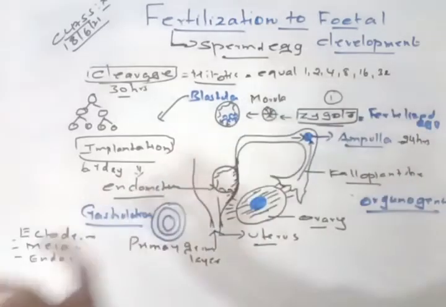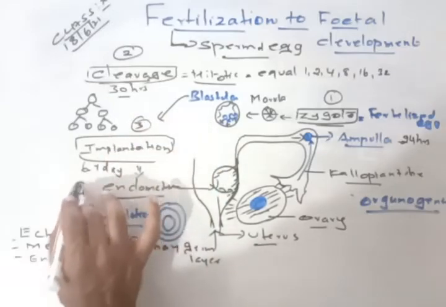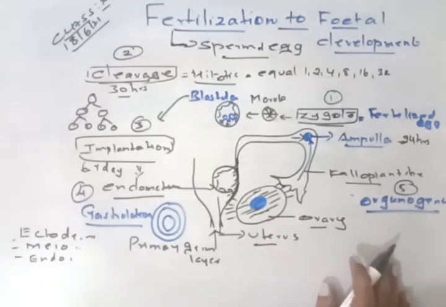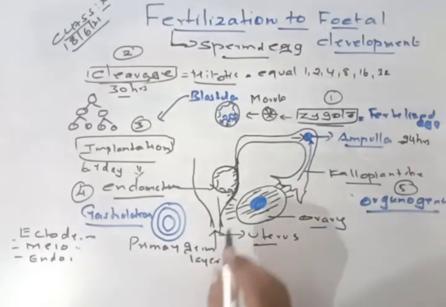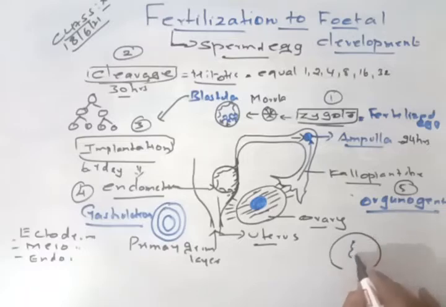So first, fertilization. Second, cleavage. Third, implantation. Fourth, gastrulation. Fifth, organogenesis. Each layer will give rise to different organs. Now these layers are formed. How will it be? It will be in the form of a sac-like structure like this, and the fetus will be there, surrounded by certain structures. Three layers will be there. All this you will study in higher secondary.